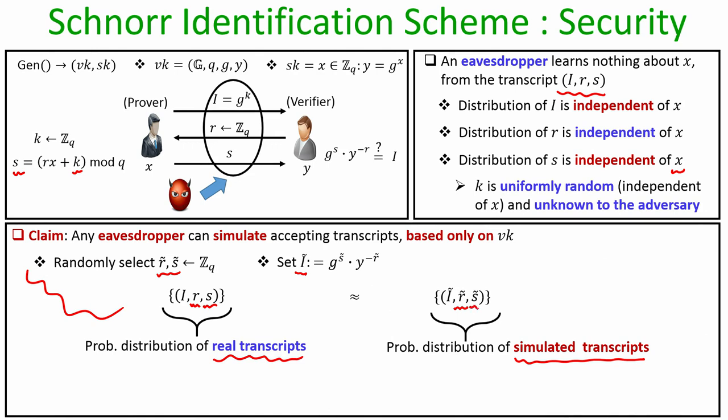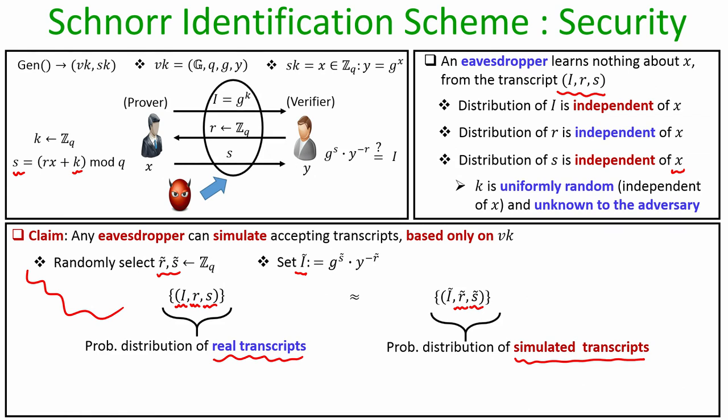And the same is true for the S value in the simulated transcripts. And if we see the probability distribution of the I value in the real transcripts as well as in the simulated transcripts, in both cases I is equal to g to the power s multiplied by y to the power minus r. And this is true both for the real transcripts as well as for the simulated transcripts.